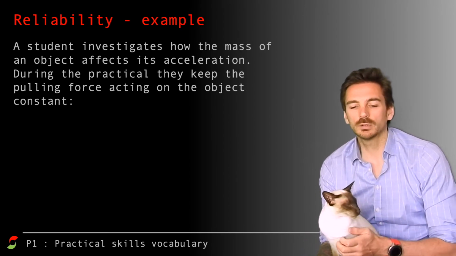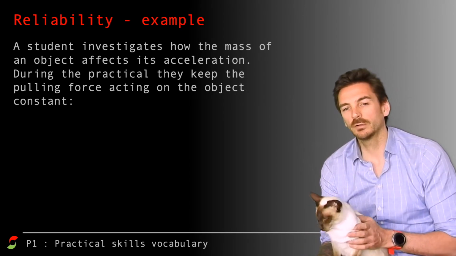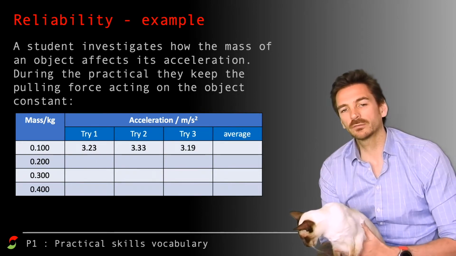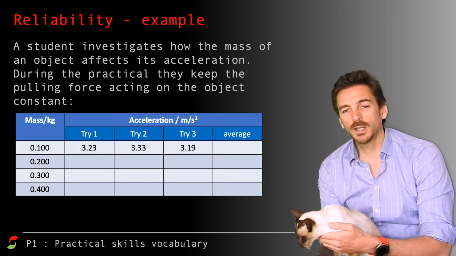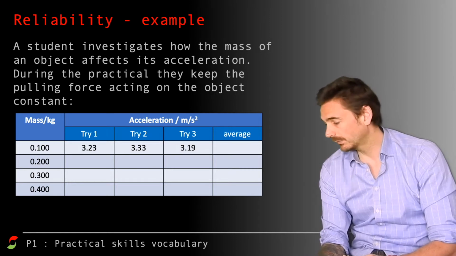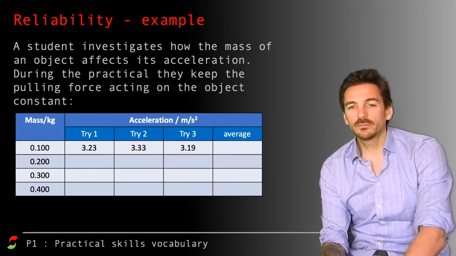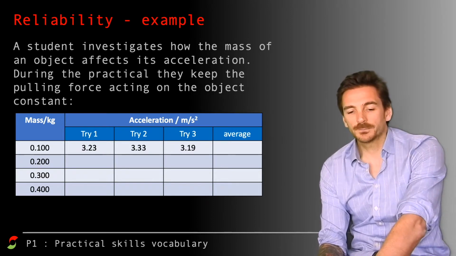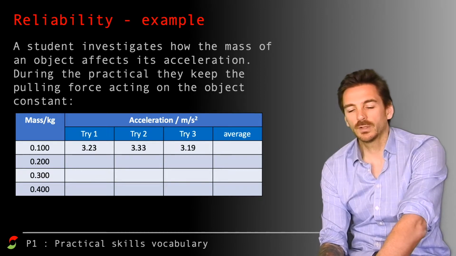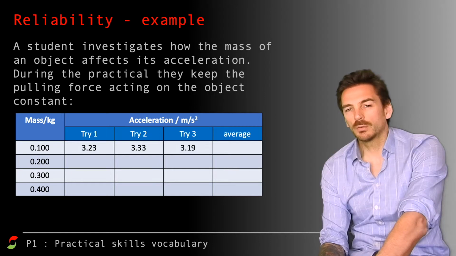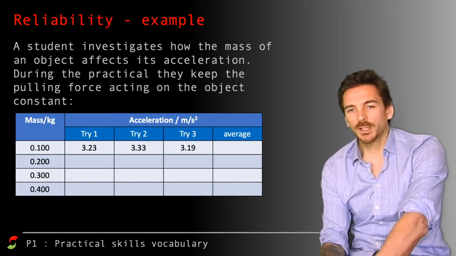Let's say that a student is going to look at acceleration and mass. In this experiment, the student is going to change the mass, which makes the independent variable mass, and see how the acceleration is affected by that. Let's say their first set of results for 100 grams are quite similar, so I can't really spot any anomalies there.